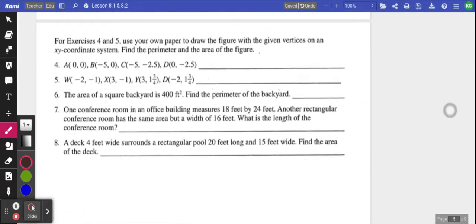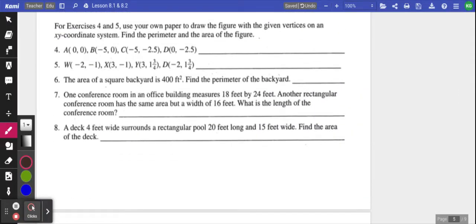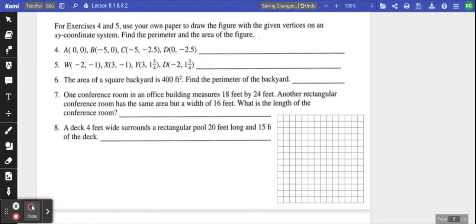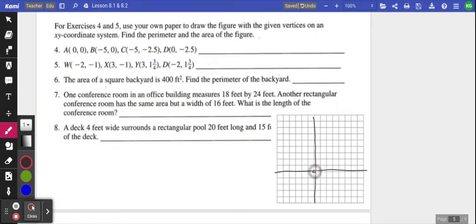In this exercise, they want us to draw the figure. So let me add graph paper. Okay, so we are going to graph this figure. Point A is at 0, 0. B is at -5, 0. C is at -5, -2.5. And D is at 0, -2.5.